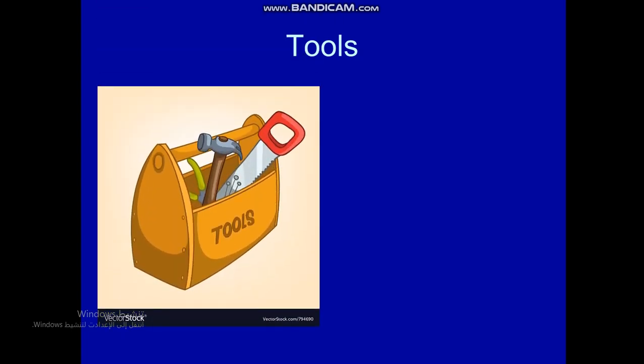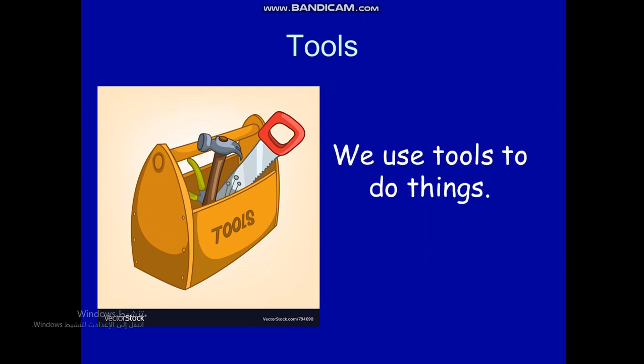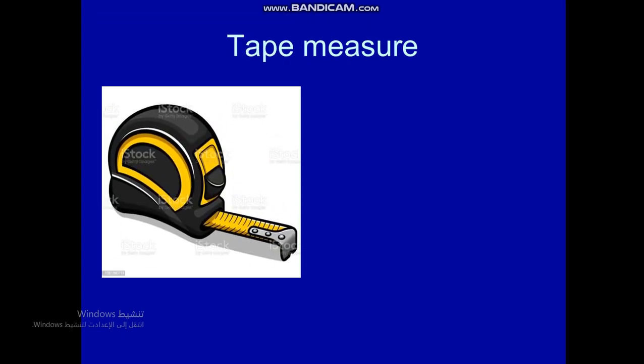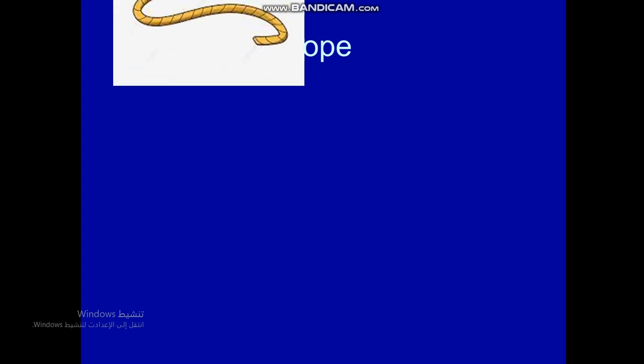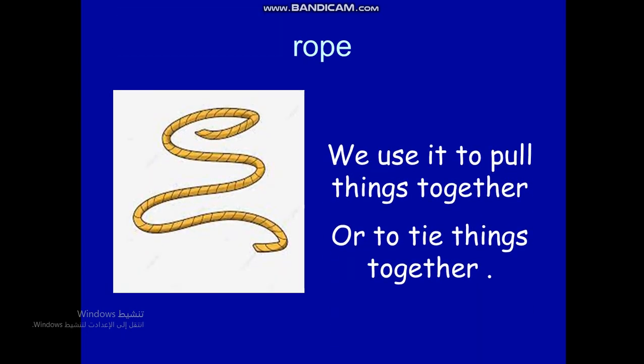Now we will move to learn what each word means. Tools means what? We use tools to do things, to cut wood or to hit a nail. Tape measure. We use it to see how long a piece of wood is. Rope. We use rope to pull things together or to tie things together.